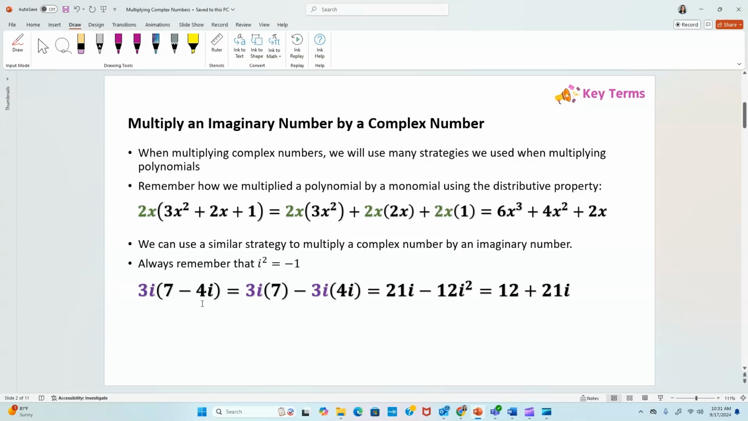So if we do 3i times 7 minus 4i, we're going to take that 3i and multiply it by 7. So 3i times 7 gives us 21i. And then we do minus 3i times 4i, which gives us minus 12i squared. That 12i squared, remember that i squared is -1, so that's going to make this a positive 12. So that's how we can rewrite it as 12 plus 21i.